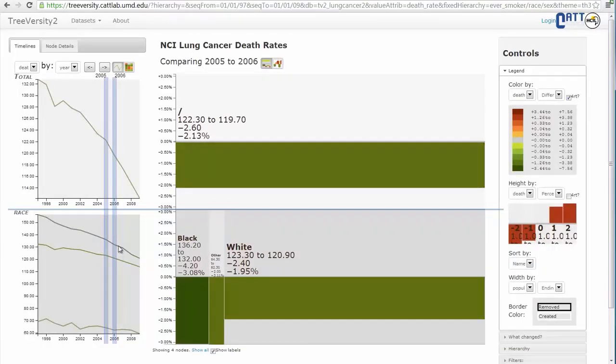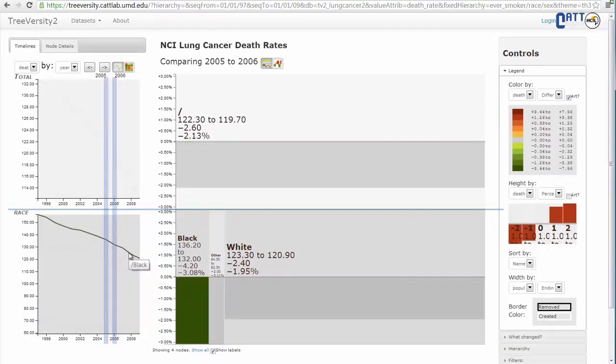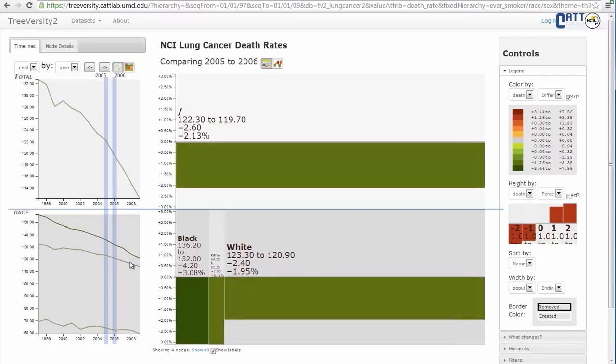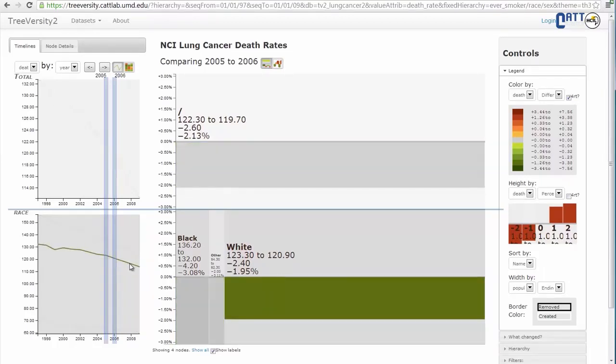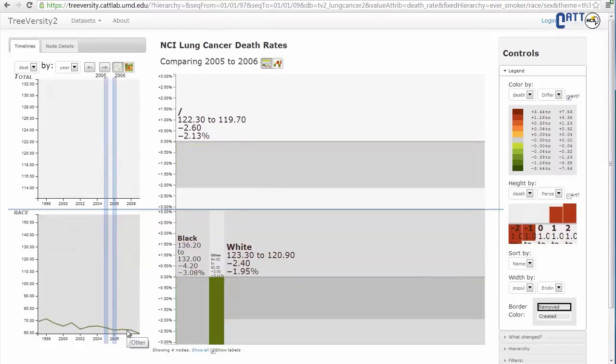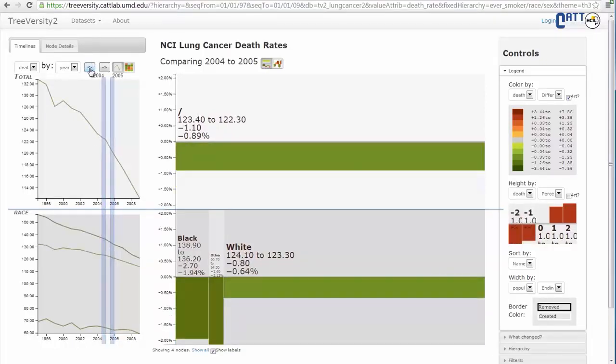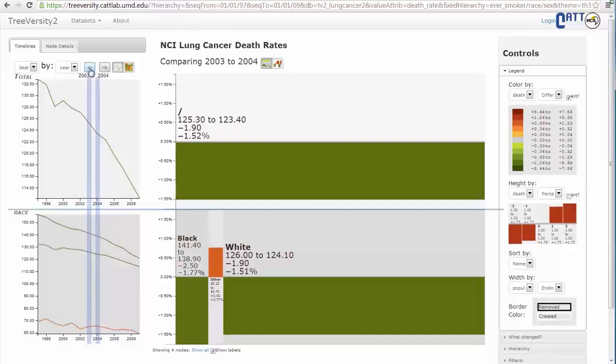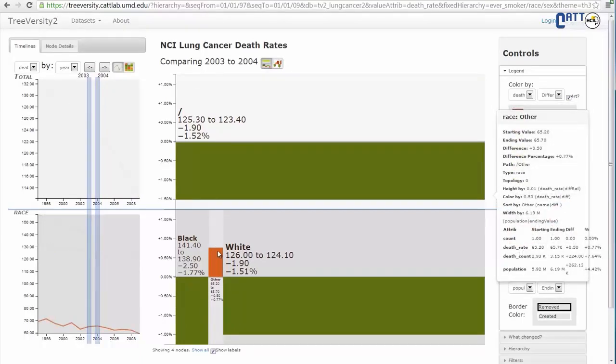Each one of the timelines on the left corresponds to one of the boxes on the stem view on the right. And we can see that the black population is the one that has the highest rate, followed by the whites, and then by the others. We can keep on moving across the years, and we can see the changes in each one of those. So for instance, between 2003 and 2004, we can see that the others are actually increasing.